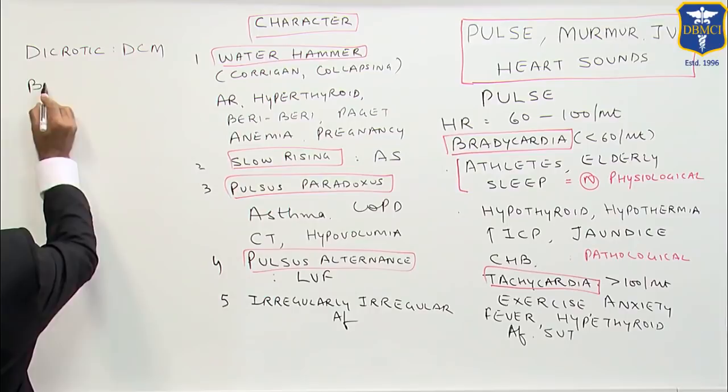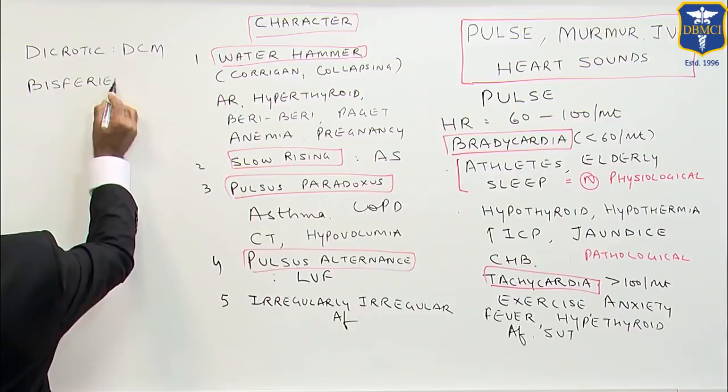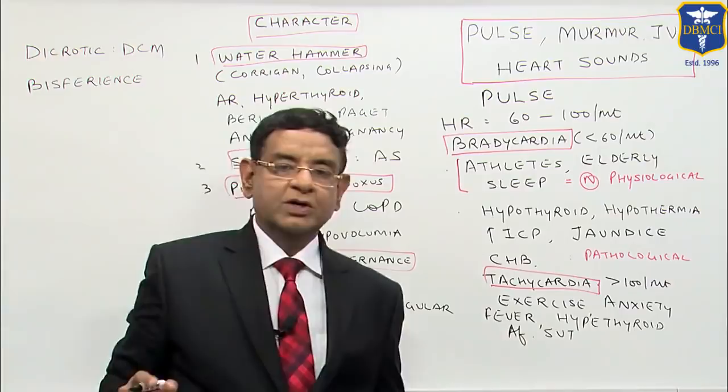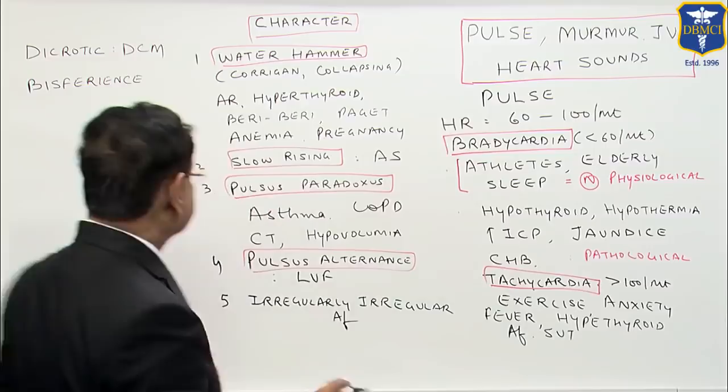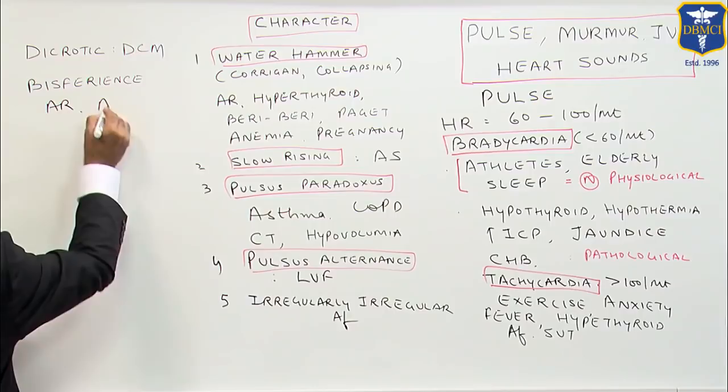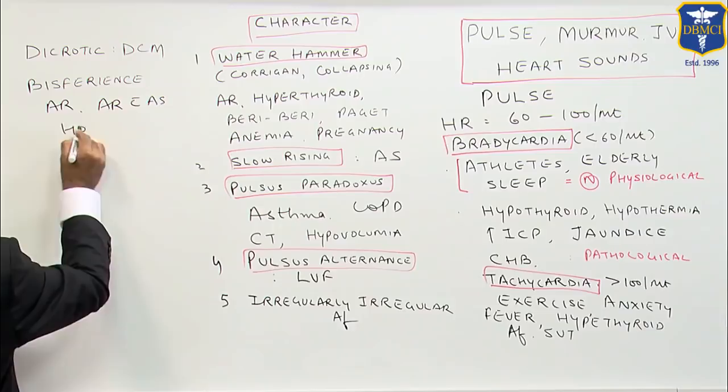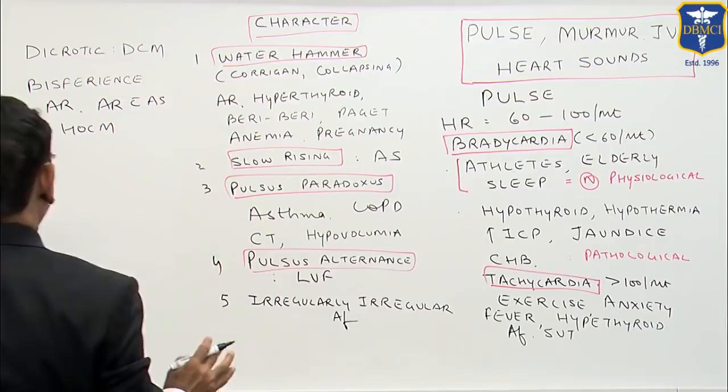Then we have pulsus bisferiens. In this we get two peaks in systole. Remember, in dicrotic pulse there are two peaks, but one in systole and another in diastole. So pulsus bisferiens is seen in AR with AS and HOCM. So these are the causes of pulsus bisferiens.